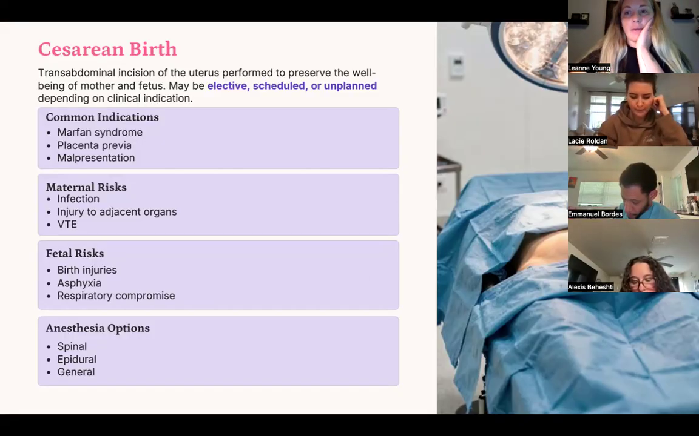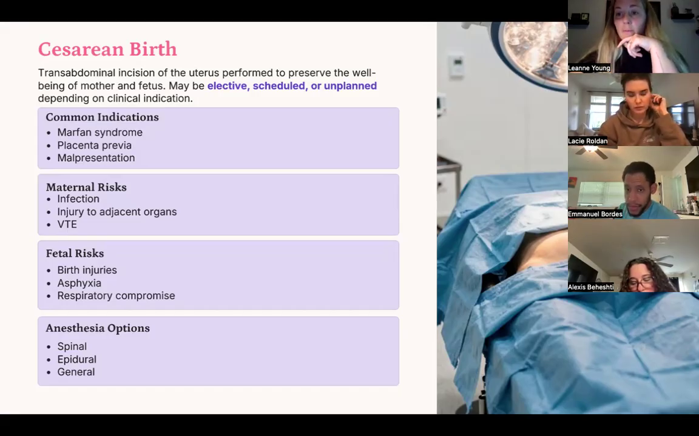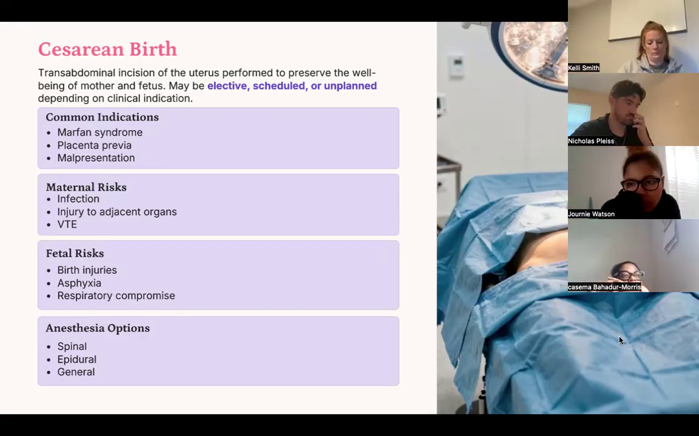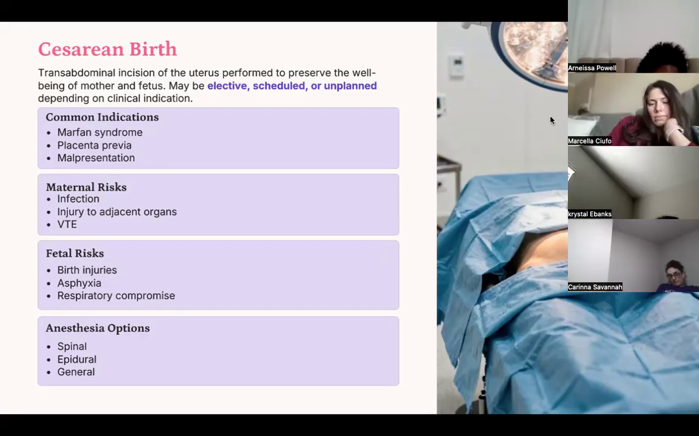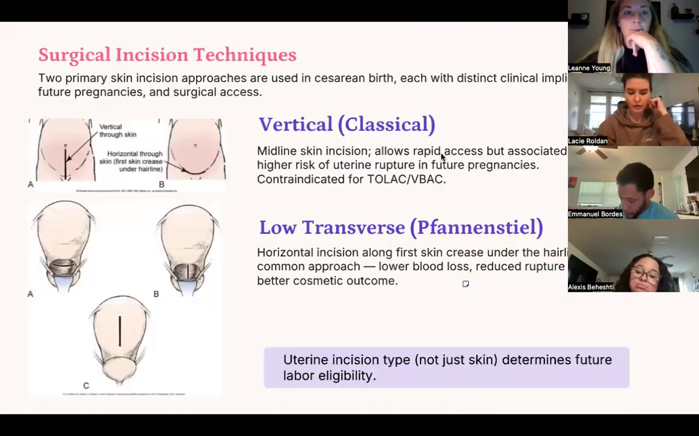Something I've seen a lot for an elective C-section was one time I had a patient who had an extremely traumatic first birth, and she was so anxious and worried about her delivery to the point that she decided having an elective C-section would be better for her. Okay, so there's all sorts of situations that can happen that a patient may request or ask for an elective C-section.